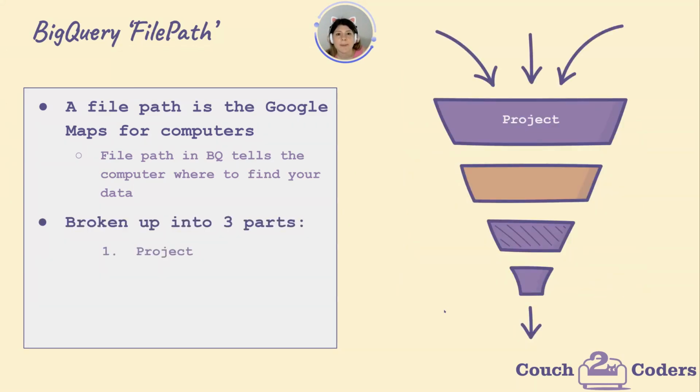The file path is broken up into three components. The first part is called the project. The next piece is called the dataset. And the final piece is called the table. So your BigQuery file path, so that BigQuery knows where to find your data, first it looks at the project, then it looks at the dataset where a bunch of tables live, and then it looks at the table.